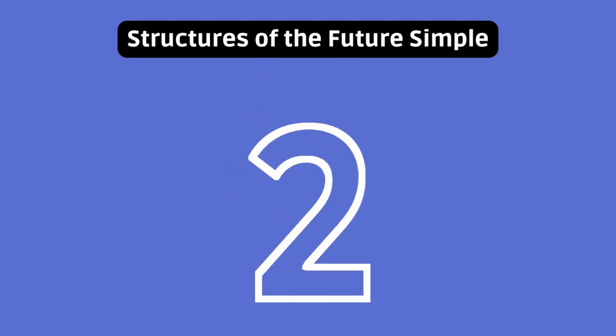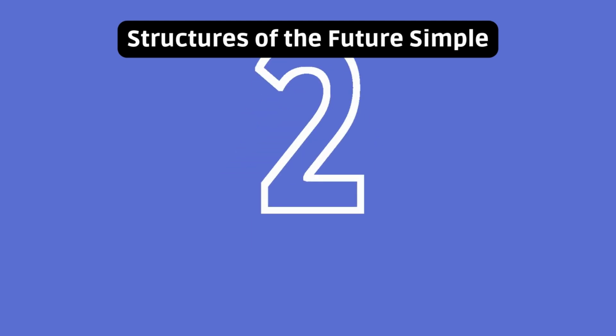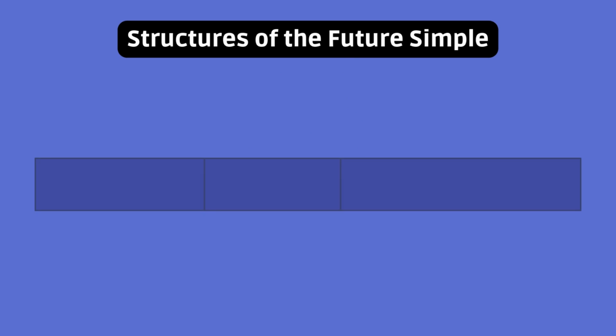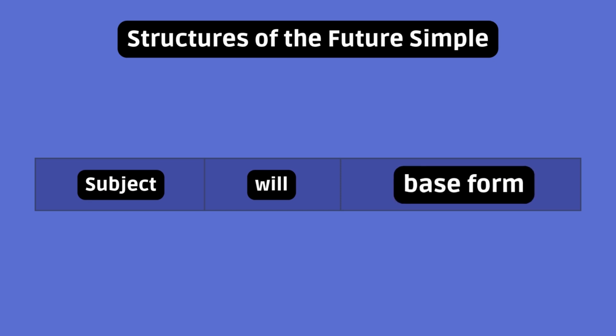Structures of the future simple. Check this out. There are two ways to express a future event or action, and they are arguably the easiest structures to memorize. Look at that. Subject plus will plus base form. One way to express the future is to use the modal verb will and the base form of the verb. That's it.